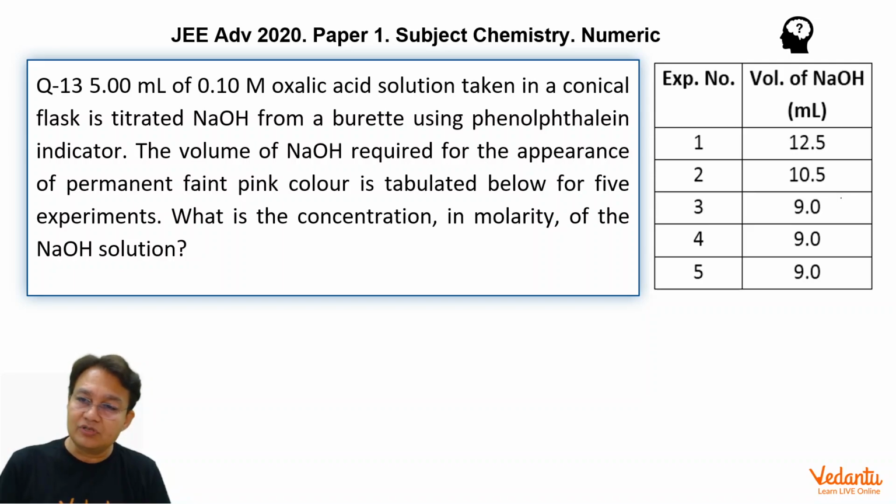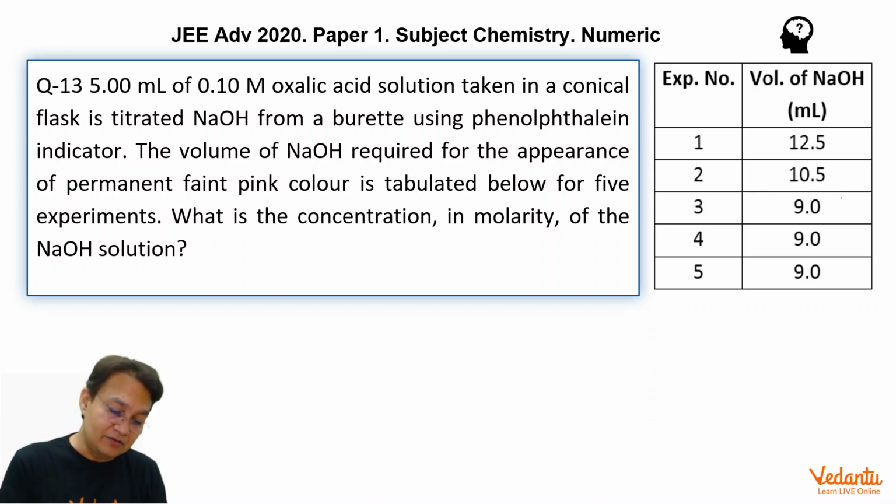In fact, the most precise value, which we also call the titer value, is 9. That means the volume of NaOH should be taken as 9. So I think that is the only novelty in this question, the only special thing. Rest everything is quite simple.